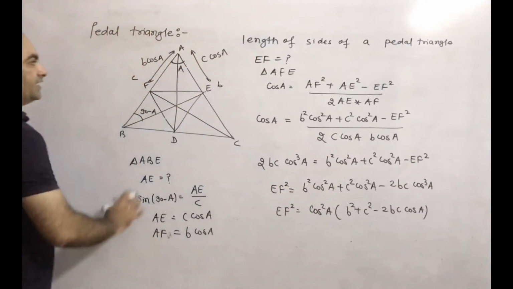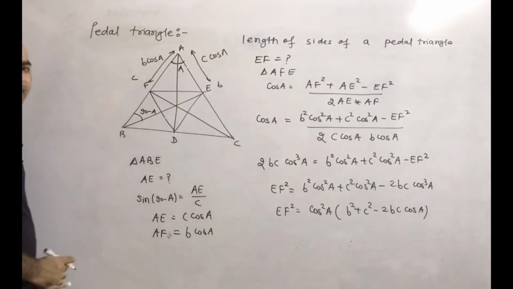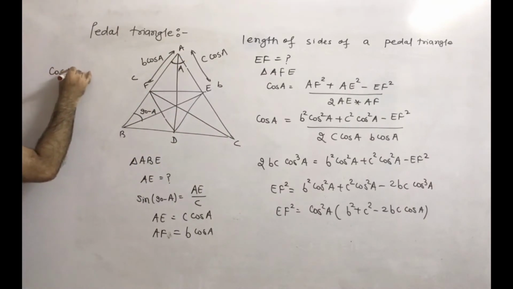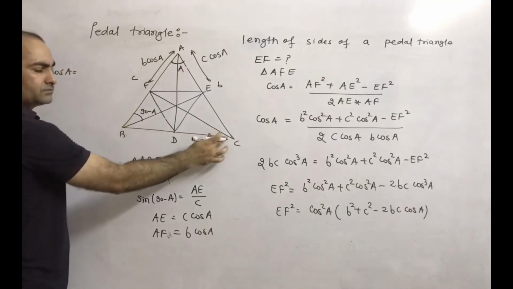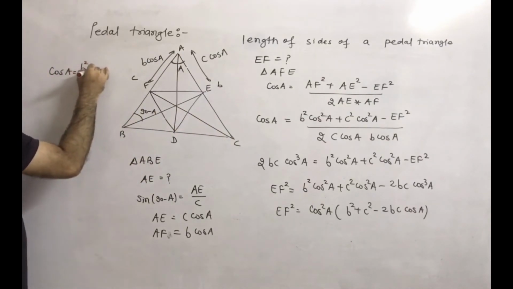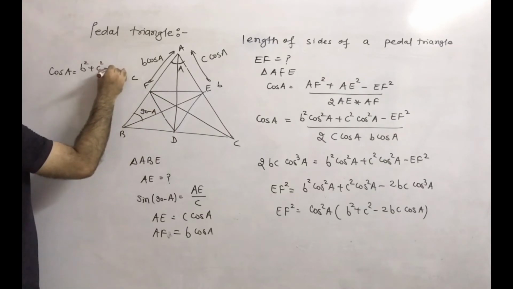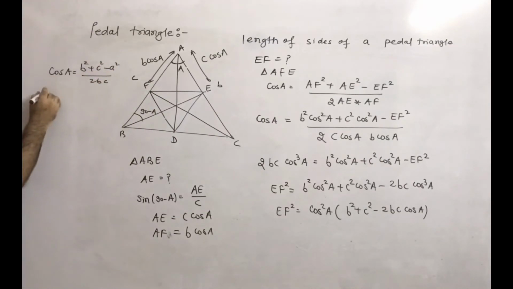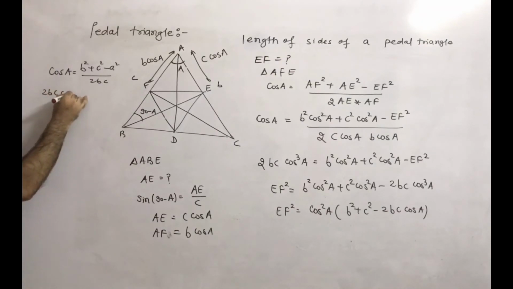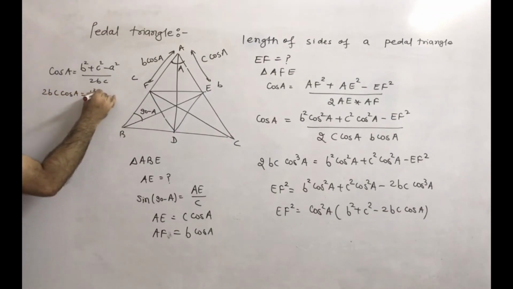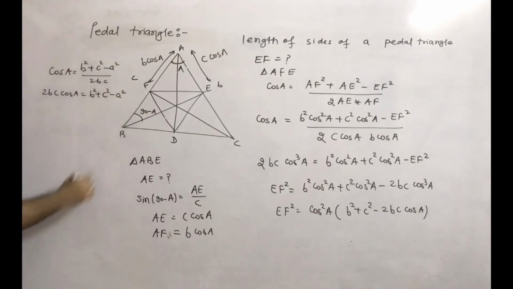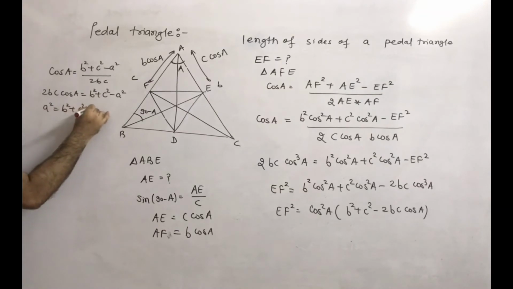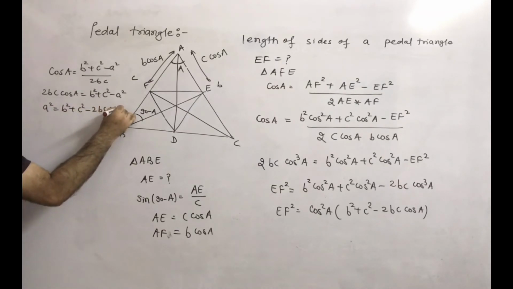If we take triangle ABC, cos A equals, taking the full triangle, b square plus c square minus a square divided by 2bc. So if you multiply by 2bc, 2bc cos A equals b square plus c square minus a square. So from here, what will a square be? b square plus c square minus 2bc cos A. This will come.